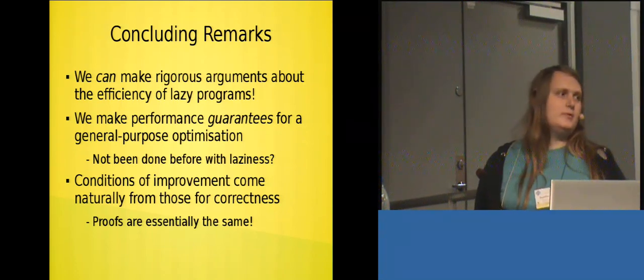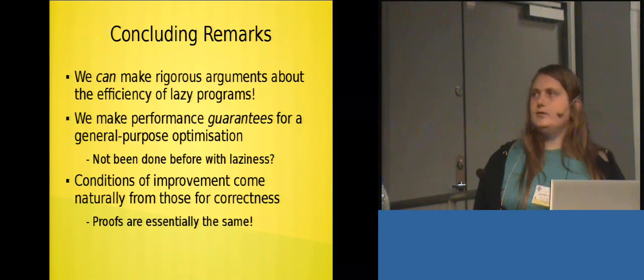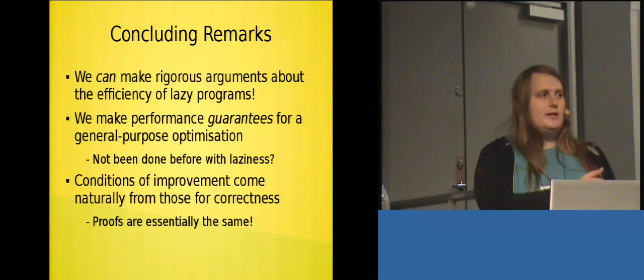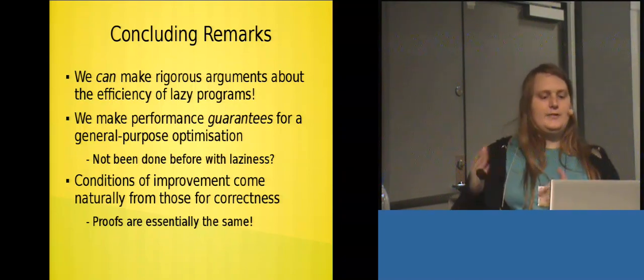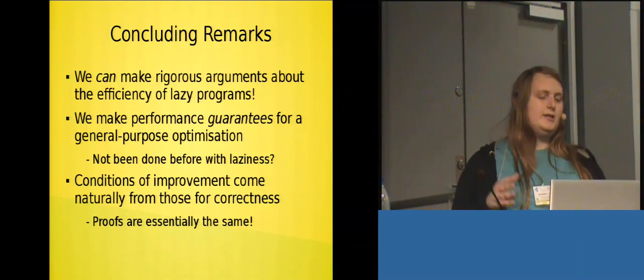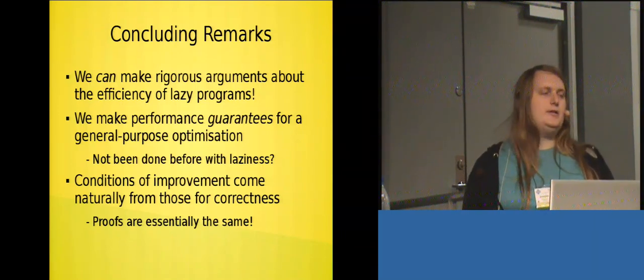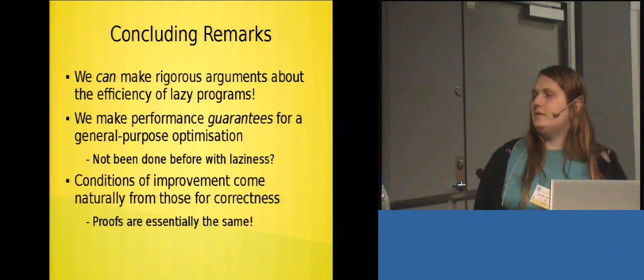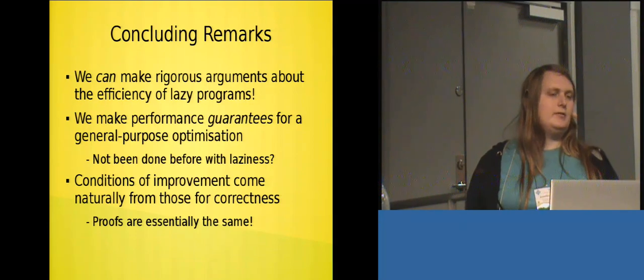And the conditions for it being an improvement are fairly naturally related to the ones for correctness. You just translate from the language of one theory to the language of another theory. Because of that, the proofs, both of the theorems involved and of the examples, are essentially the same. We cover 3 different examples in the paper, of which the fast reverse is one.